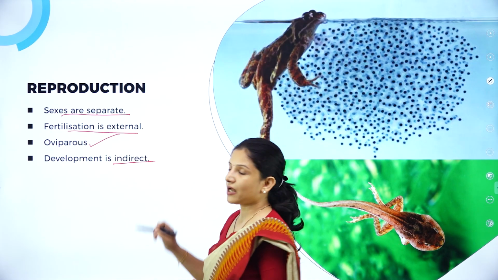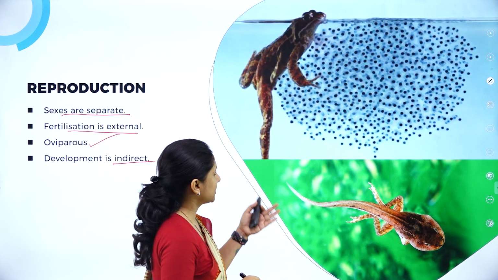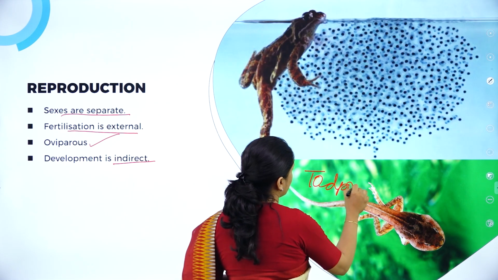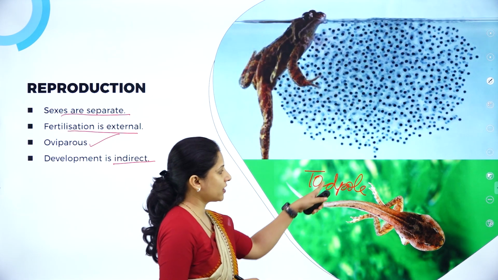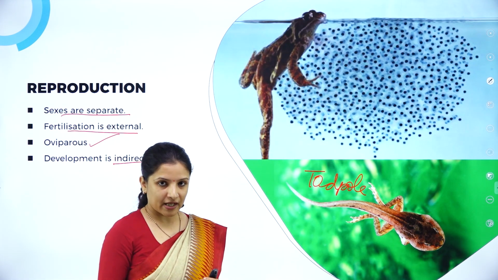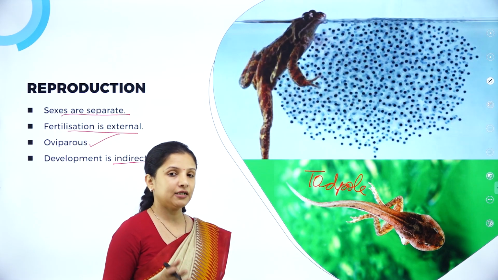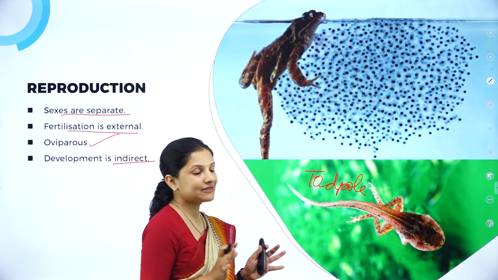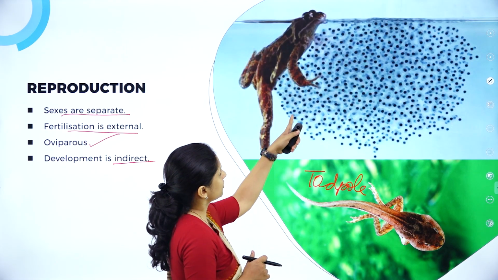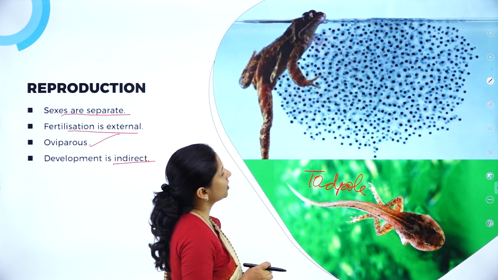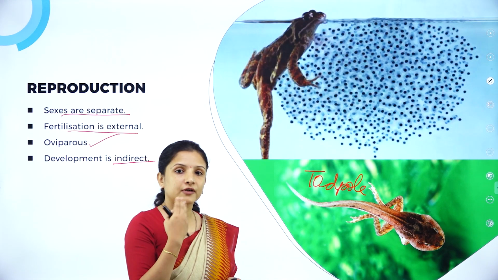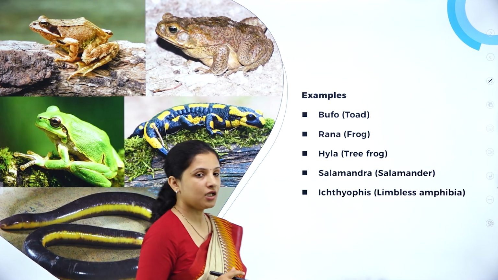Why? Because they have an intermediate stage. For example, this is a tadpole. Frogs have an intermediate stage wherein they form a tadpole which doesn't look like an adult, and then the tadpole becomes an adult frog. So therefore the development is indirect here. And as I told you, they lay the eggs in the water and then the fertilization of the egg takes place. Therefore the fertilization is external in this particular case.